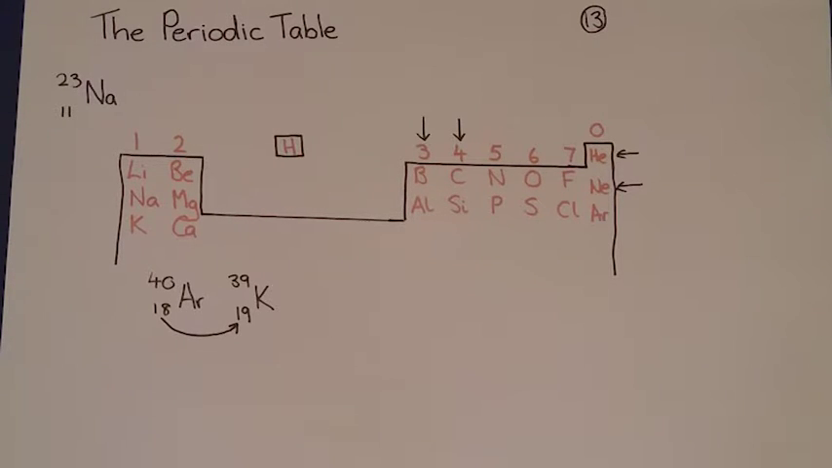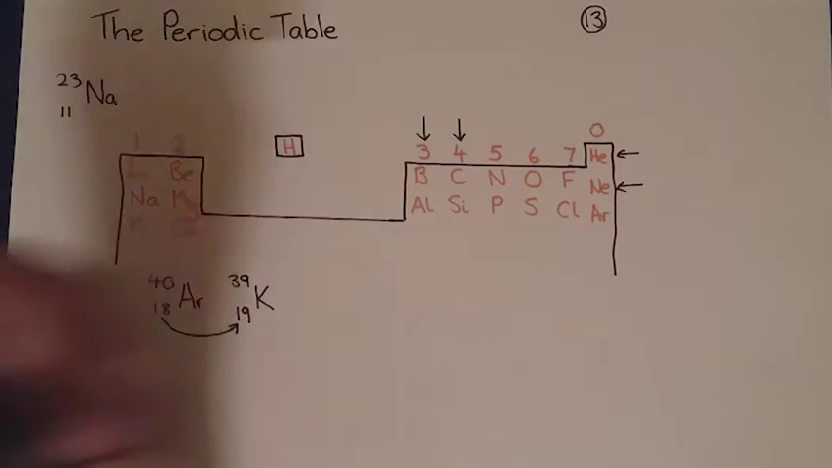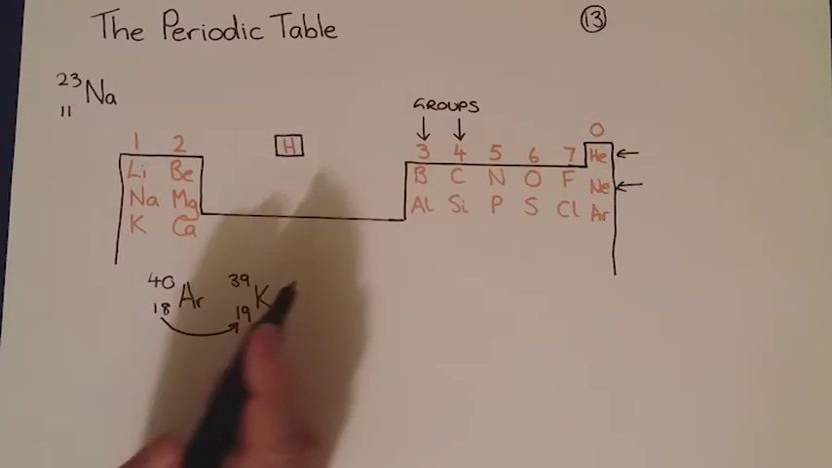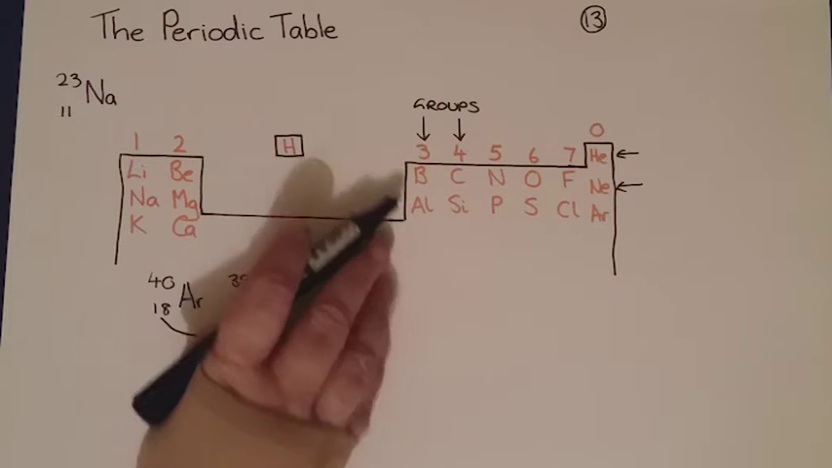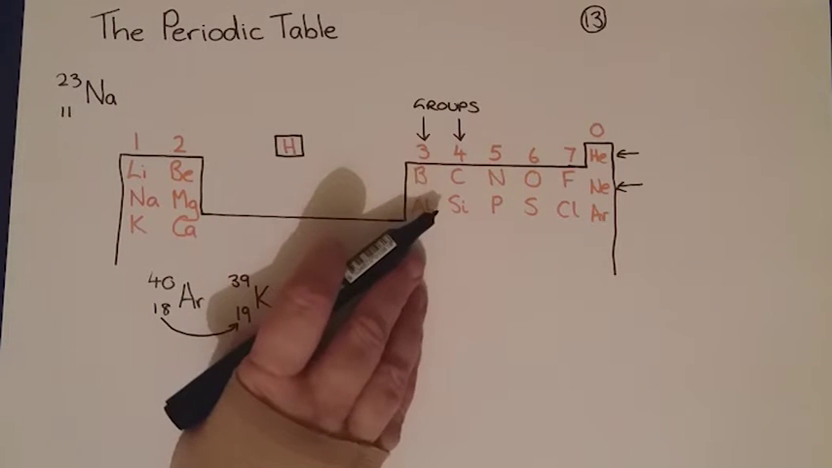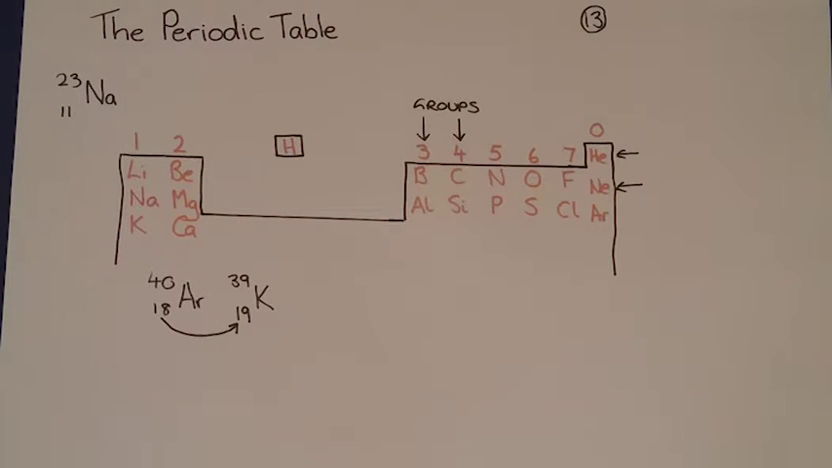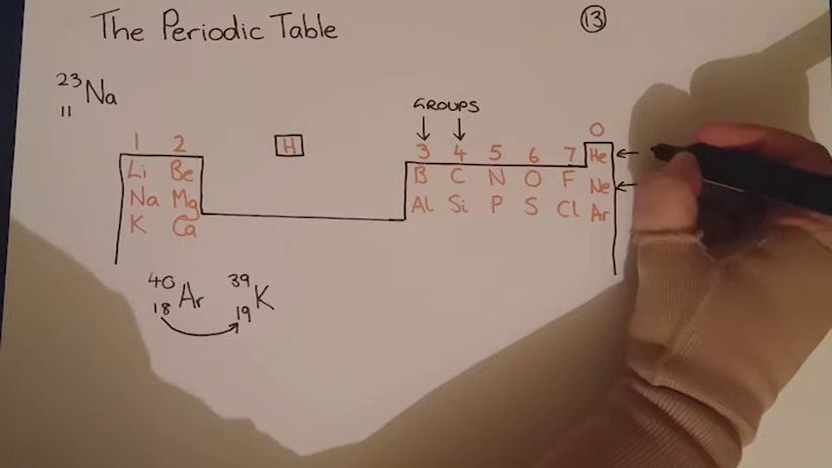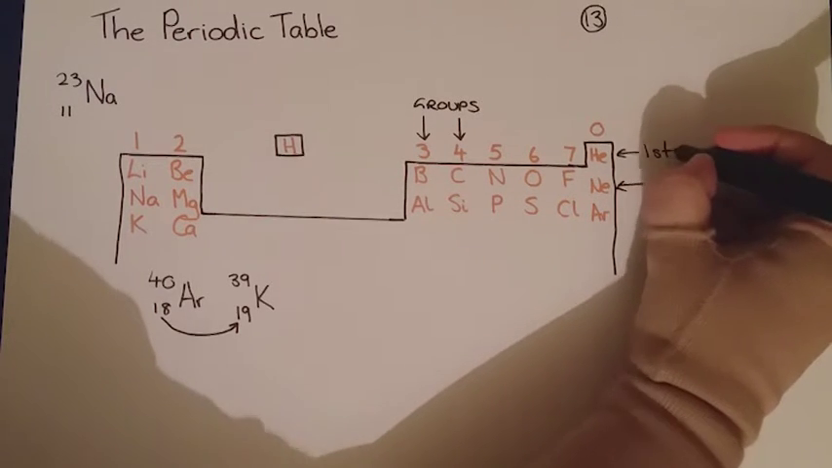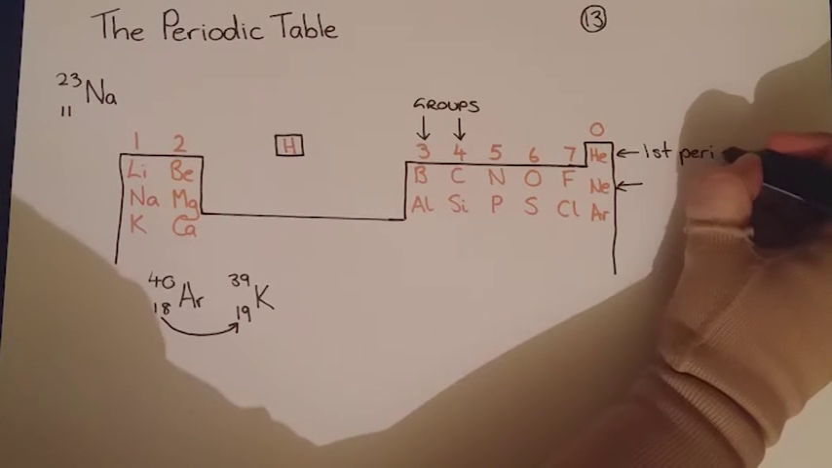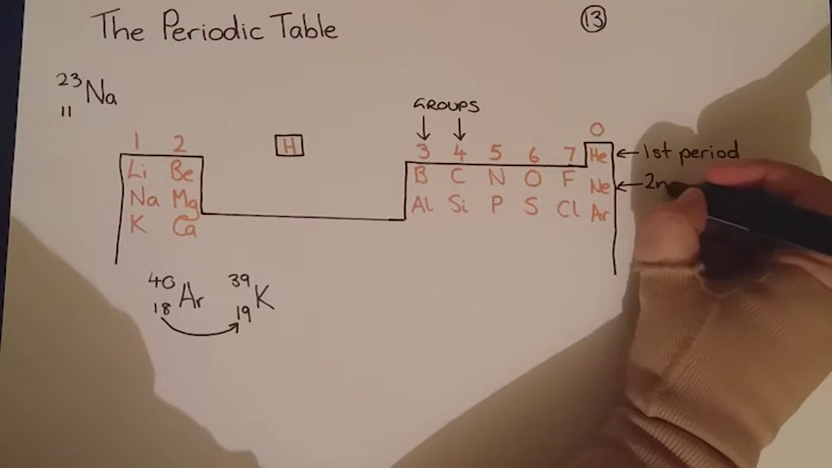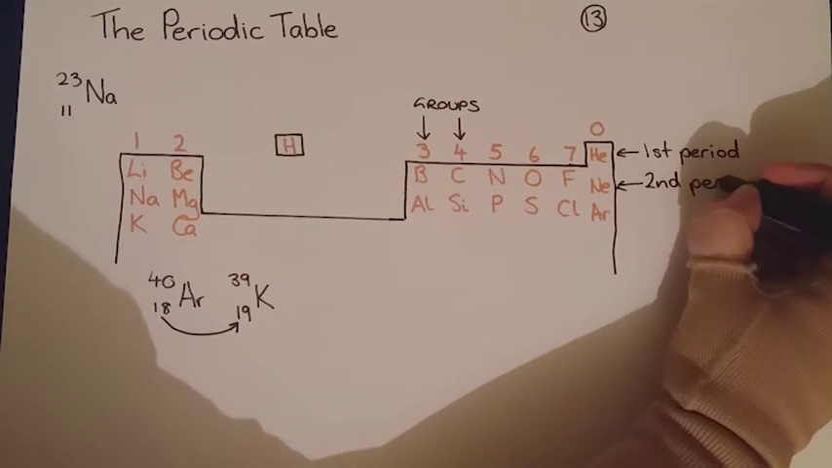As well as being arranged in the order of atomic number, the elements with similar properties are in columns which are known as groups. So, for example, boron and aluminium are in group 3. Carbon and silicon are in group 4. The rows on the periodic table are called periods. The row which has hydrogen and helium in is the first period. The row which runs from lithium to neon is the second period, and so on.